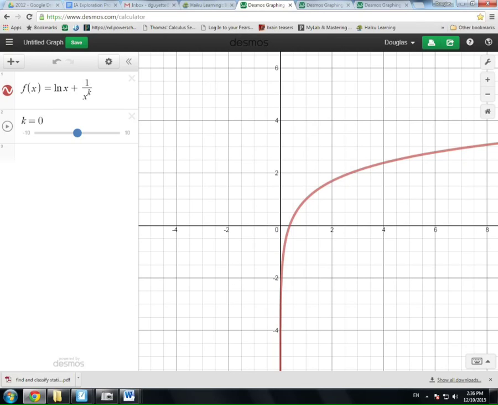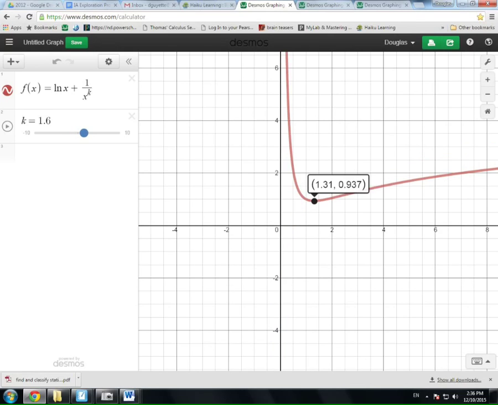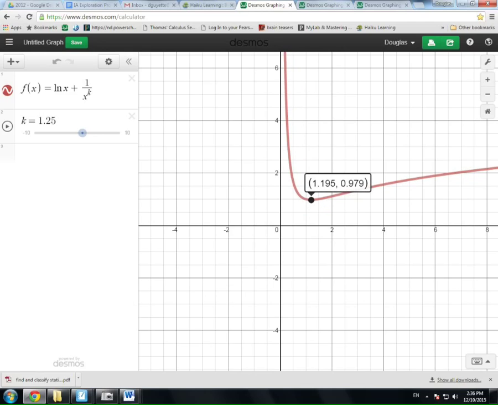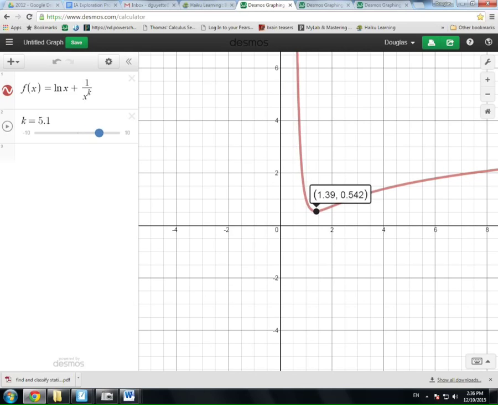When k equals 0, then it's just the natural log function. This is y equals the natural log of x. So that's kind of cool. But then as soon as we let k get bigger, we can see that the function behaves a little differently, and we get a maximum, or a minimum rather, right here. What's fun to watch is what happens to the function. You can see that the location of the minimum is constantly changing as the k changes.